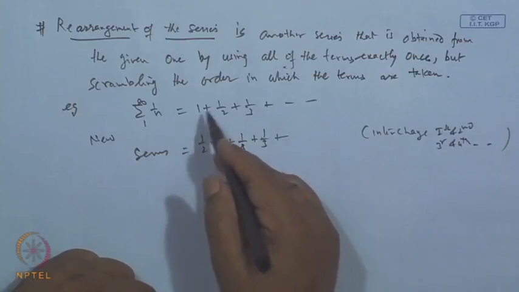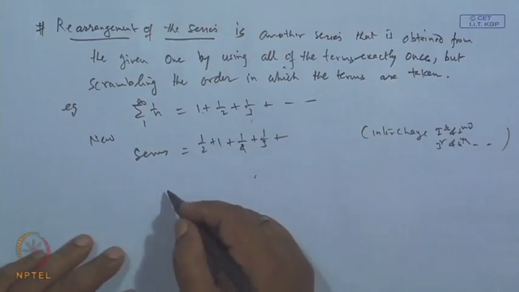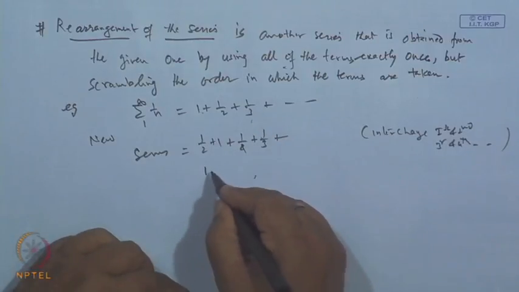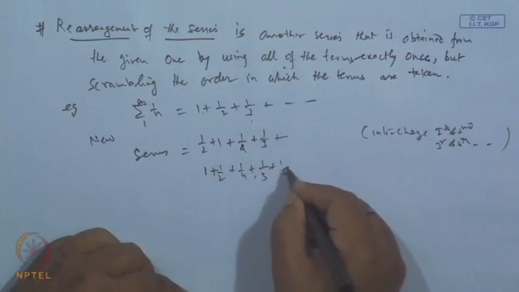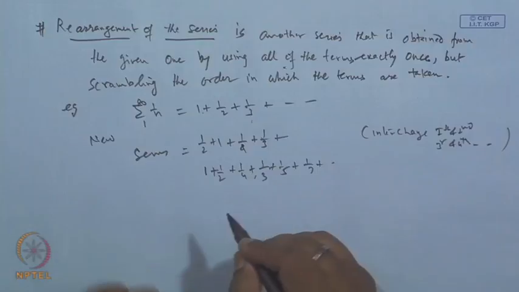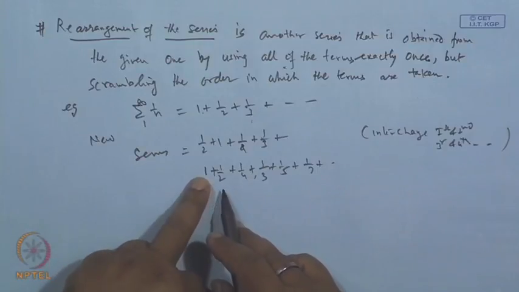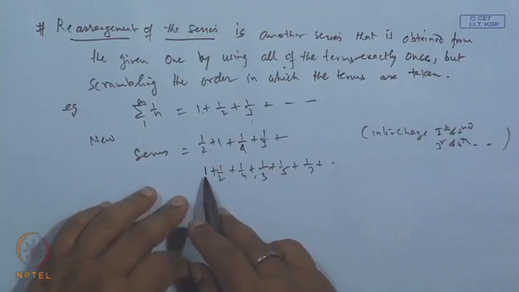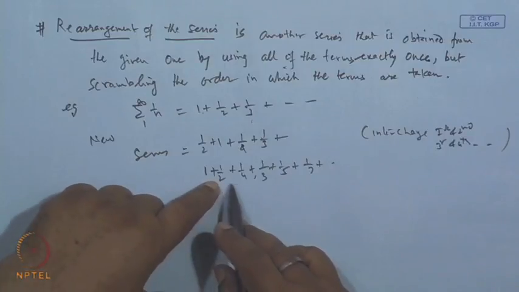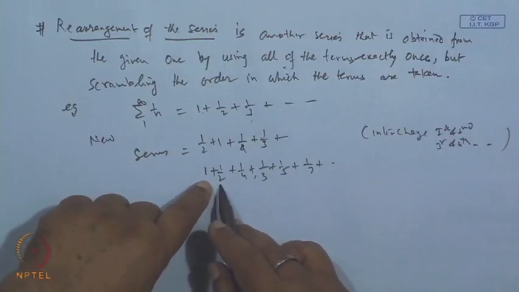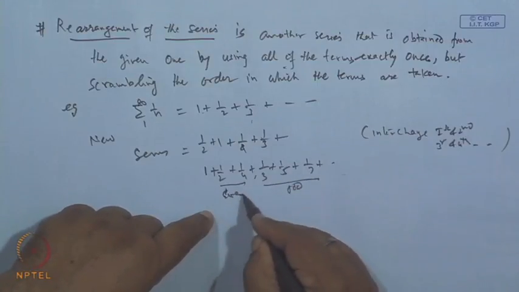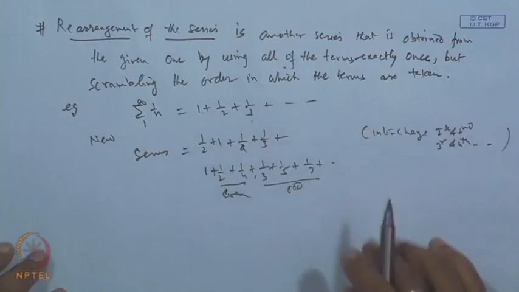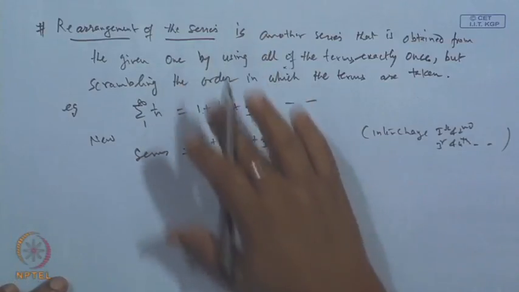Or maybe another series, if I take it like this: 1 plus half, 1 by 4, 1 by 3, 1 by 5, 1 by 7 and so on. Means first we choose two even terms after 1, then odd terms, and like this, odd terms, even terms. This is another rearrangement. Now, this will give a different series, but the rearranged series will have a different nature, which we will discuss later on.